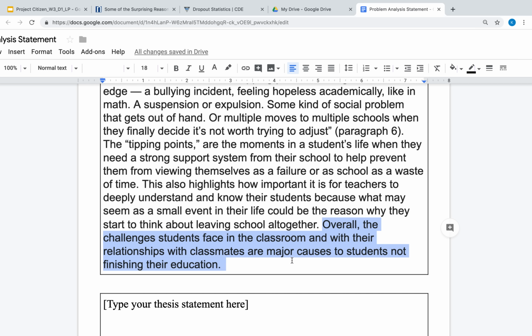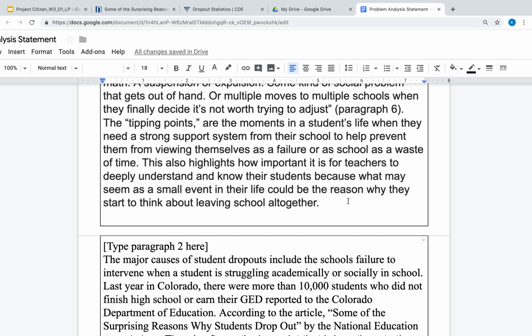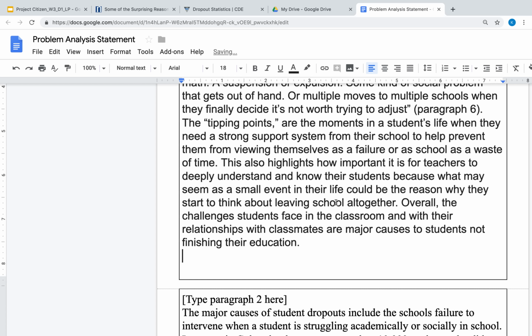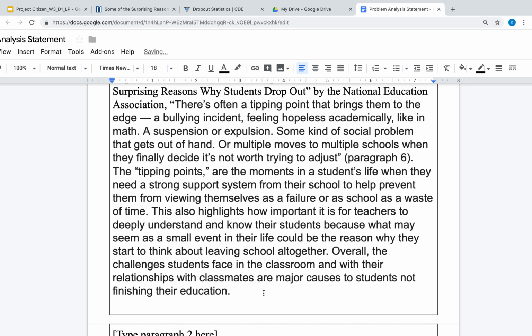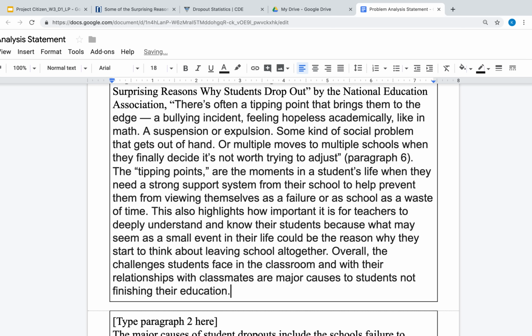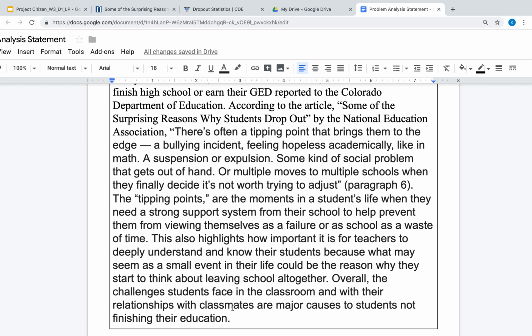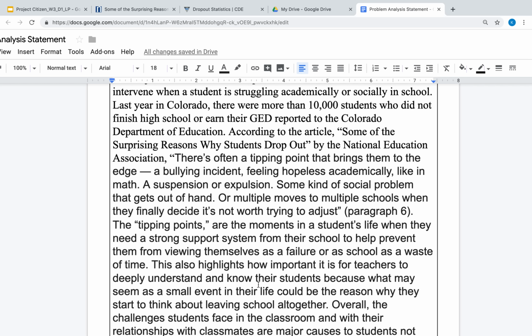And then my last sentence is my transition or my tie back. I used the sentence stem overall, and I said, overall, the challenges students face in the classroom and with their relationships with classmates are major causes to students not finishing their education. I just repeated my claim, but said it in a new way. That's an easy way to finish a paragraph. That's the tie-back version. You can also transition to the effects in this sentence if you wanted to. It's really up to you.